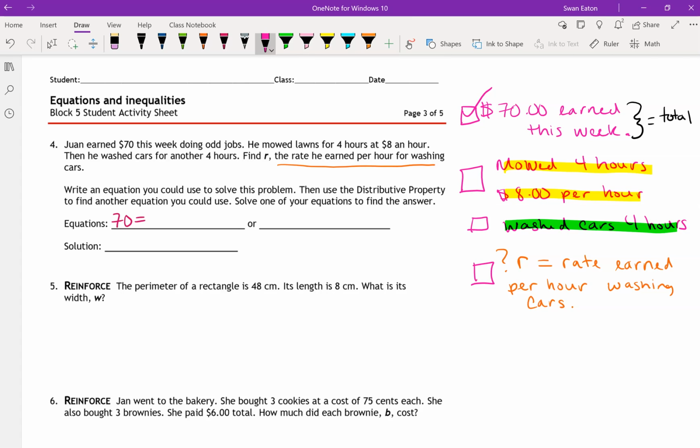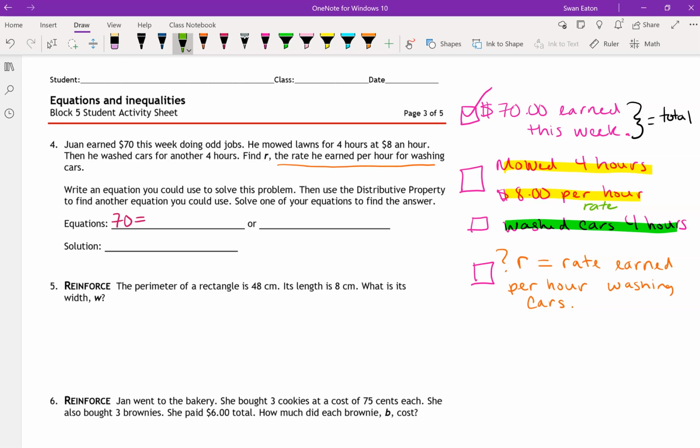It's very tricky. The $8 is also a rate. So I'm going to write that there. $8 is also a rate. So $8 plus whatever the R is times 4 hours should tell us how much he made.